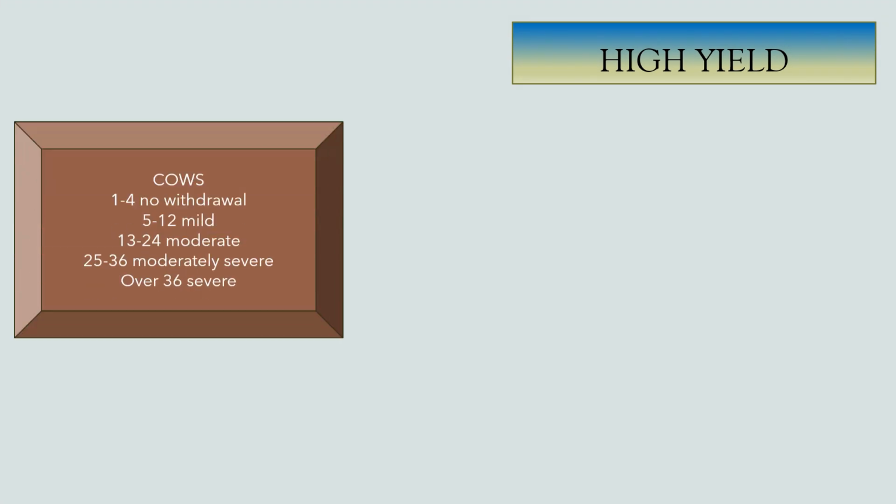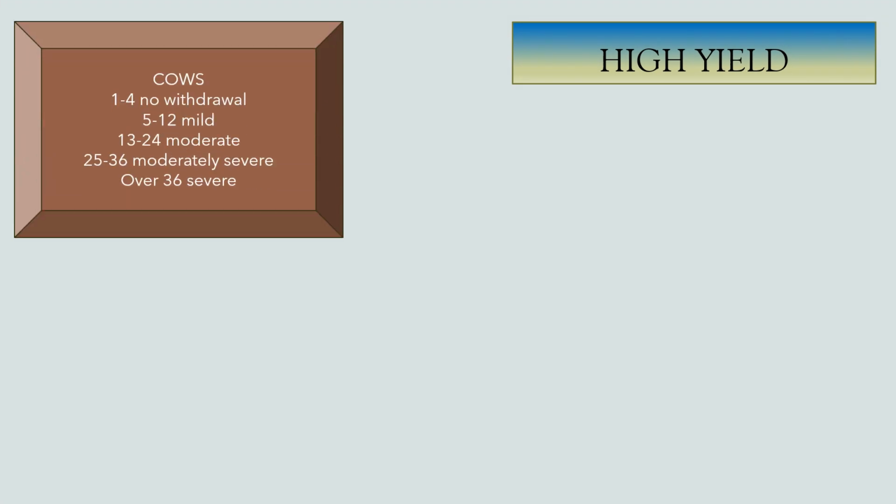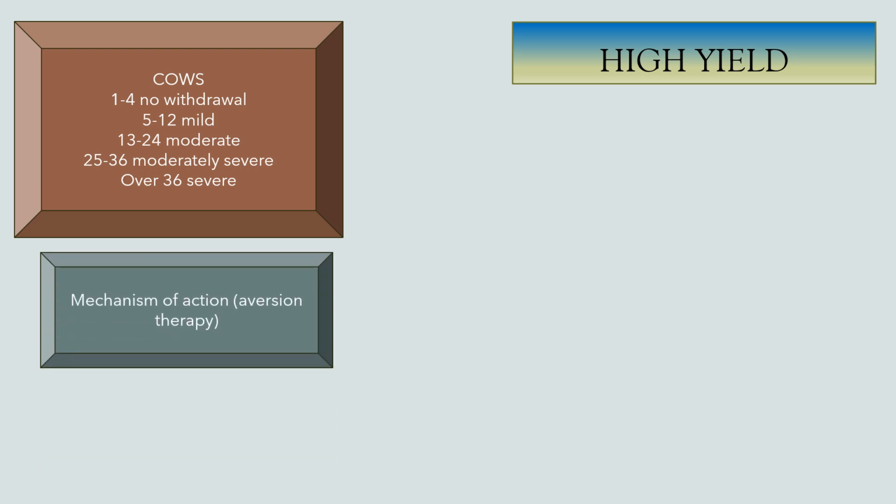The COWS scale: 1 to 4 is no withdrawal, 5 to 12 is mild, 13 to 24 is moderate, 25 to 36 moderately severe, over 36 severe.